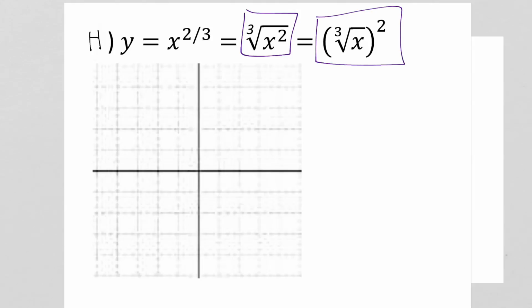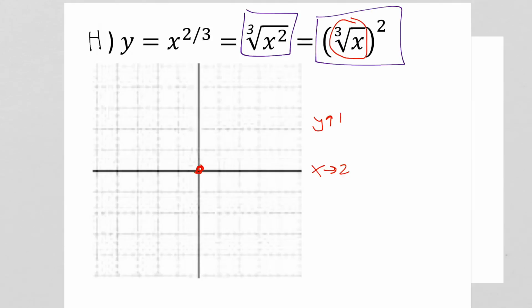When I want to think about what the shape of this graph looks like, I'm going to start by thinking about the cube root function. So let's go ahead. I know I have the point 0, 0. I know I also have the point 1, 1. But in order to make this fit, I am going to make my x scale go by 2's, and my y scale will go by 1's.